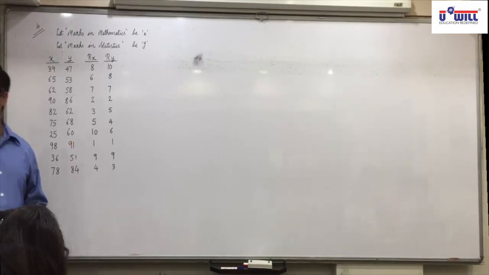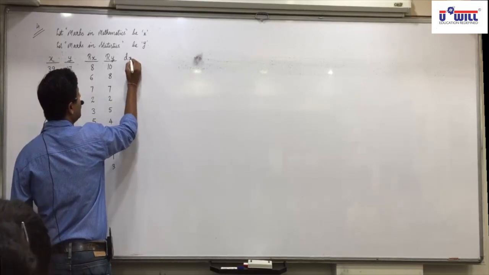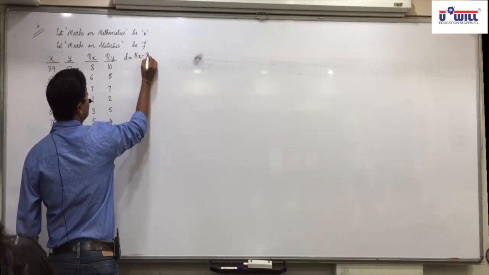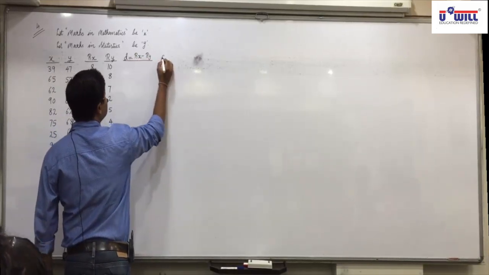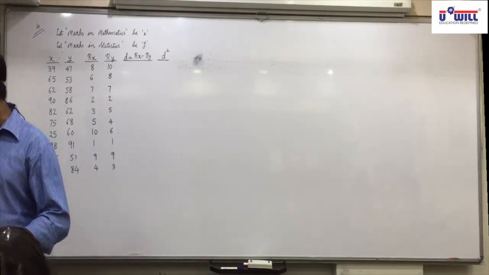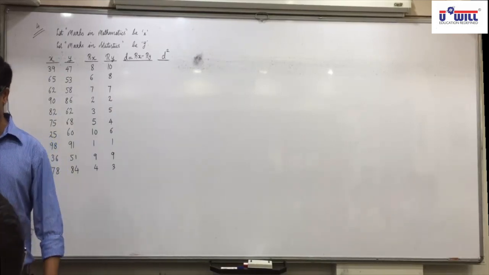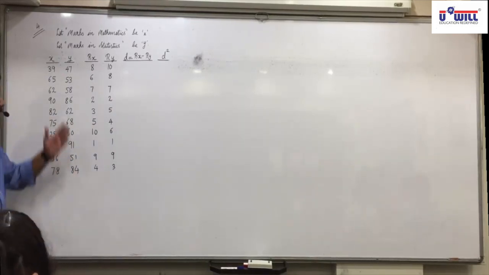Now how do we find D? Rx minus Ry. So write down D equals to Rx minus Ry, and what we require is D square. Further, if you remember, I made you write that total of D should always come 0. I made you write sigma D will always be equal to 0. We'll verify that. So this is a simple procedure.